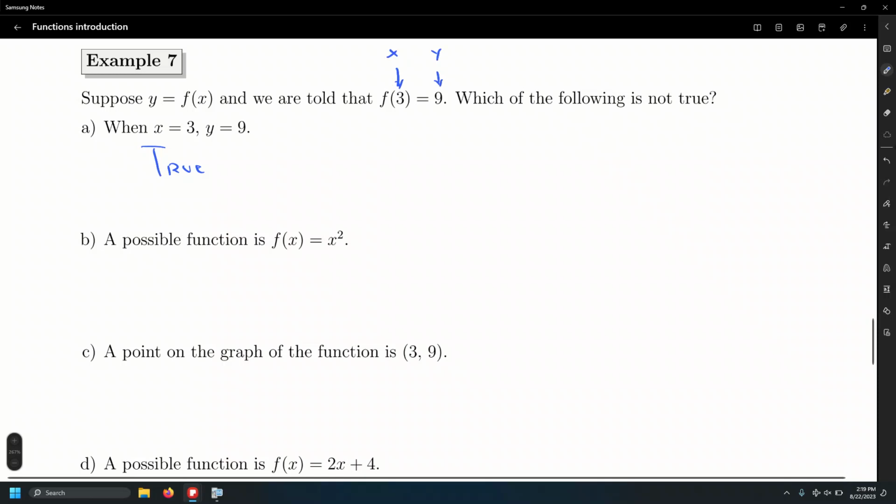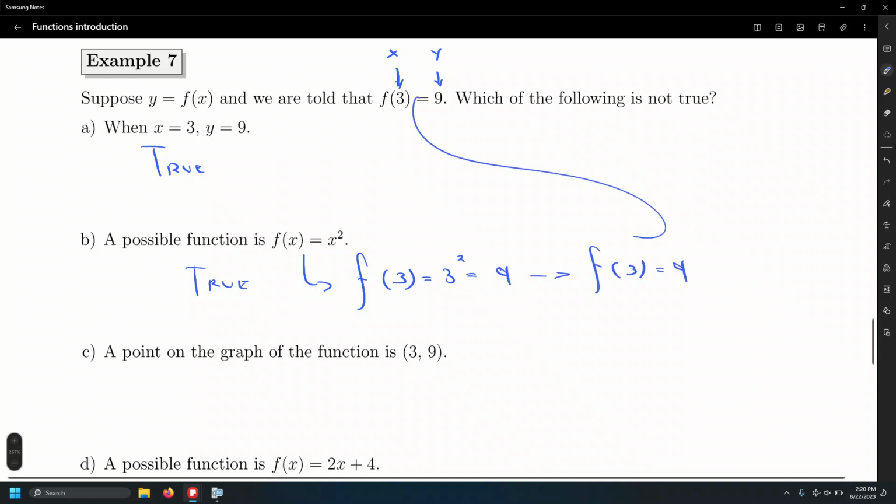Again, we are replacing the y letter in an equation for a more formal symbol, call it f, g, h, etc. A possible function that generates that ordered pair is f of x equals x squared. True or false? For sure. True. And that's because if we evaluate f of 3, that's 3 squared, that equals 9. Which means f of 3 equals 9, which corresponds to what we're given, right?